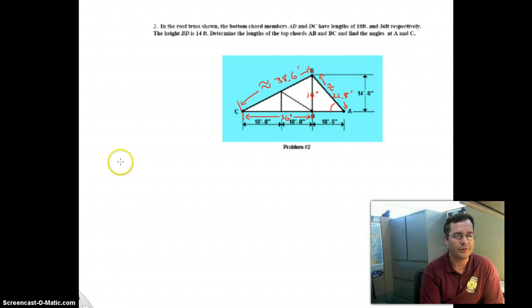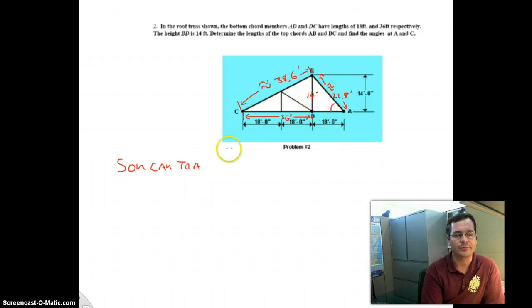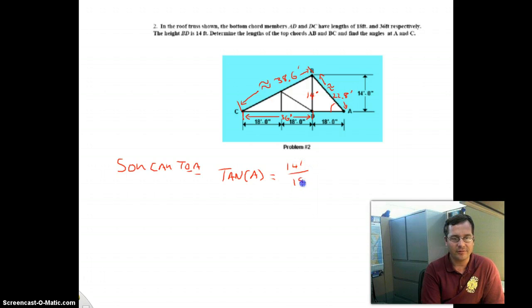So if we think about what function is appropriate, remember SOH-CAH-TOA. Well, the two numbers we'd like to work with are the opposite and adjacent, because they were given in the problem, and as such we can be more confident in their precision. So, opposite and adjacent, the function that relates them is tangent. So here's what we'll do, we'll say the tangent of angle A equals the opposite over the adjacent. So the opposite, 14 feet. The adjacent is 18 feet.